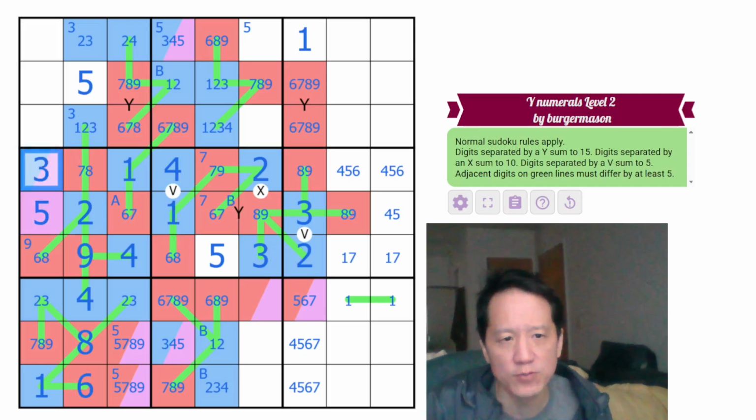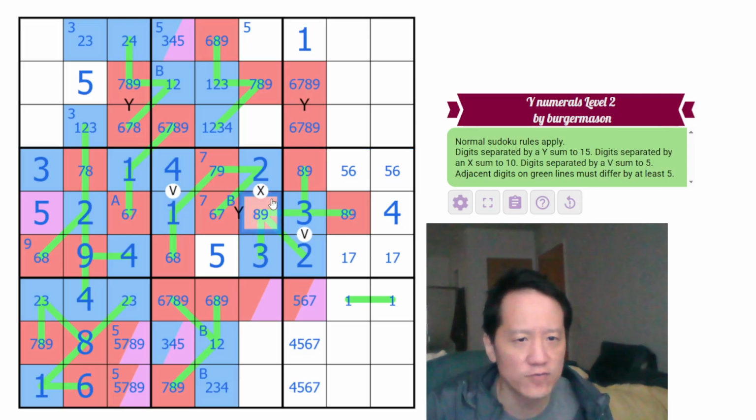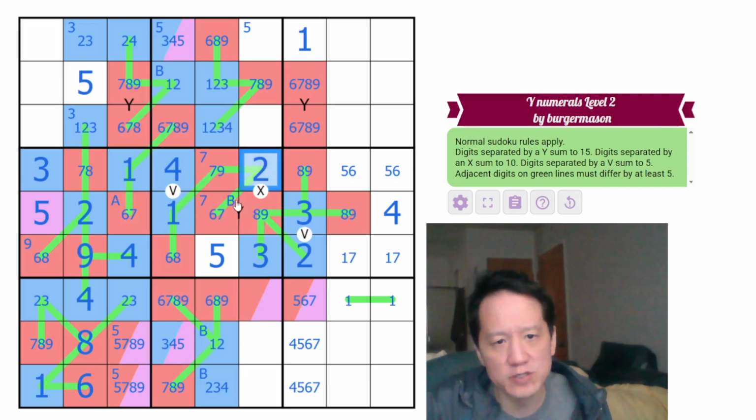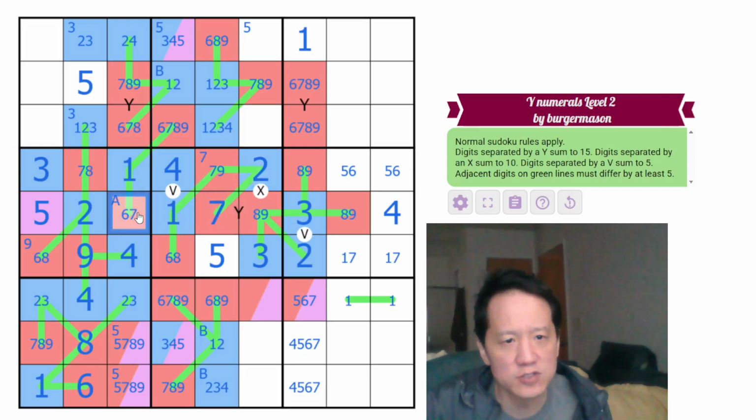This must be a 3, which makes this not pink. This can't be pink. This is 4, which means neither of these are 4. The 1 has to be next to a 6 because the 2 has to be next to a 7. So this is 7, this is 6. That 6 makes this an 8. This 8 makes that a 7.